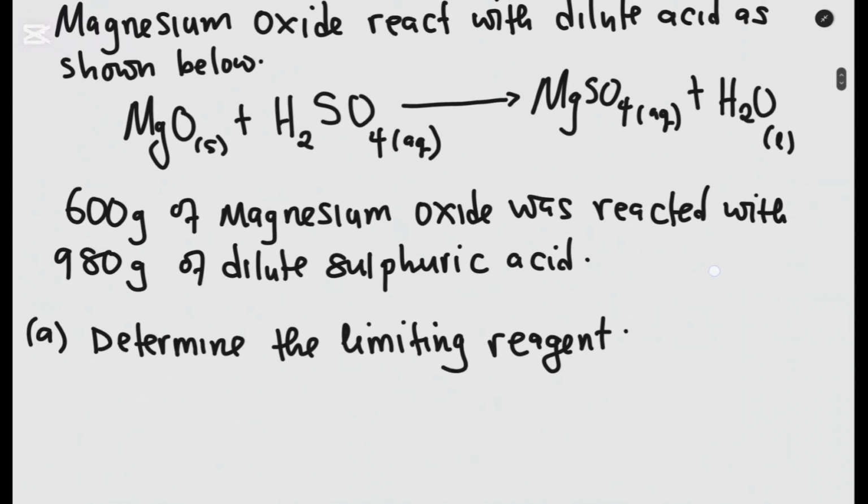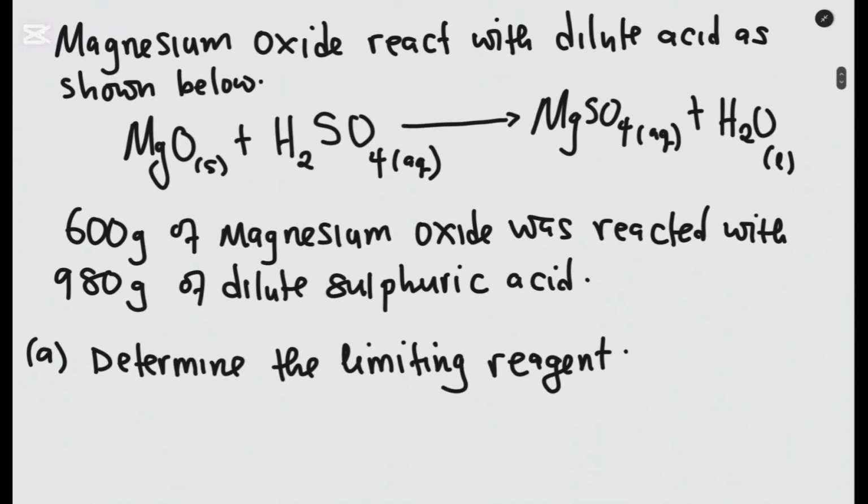Now, 600 grams of magnesium oxide was reacted with 980 grams of dilute sulfuric acid. Determine the limiting reagent. So this is the first question, determine the limiting reagent.